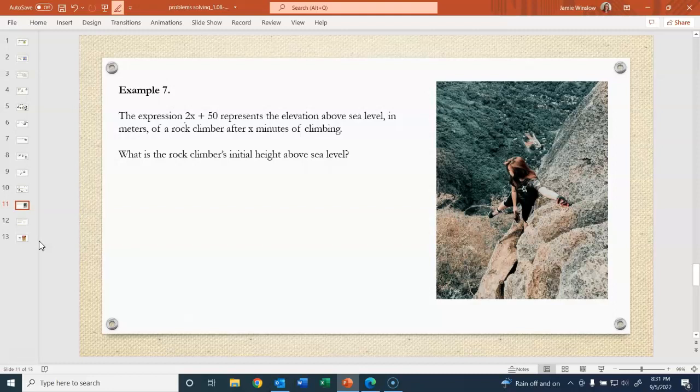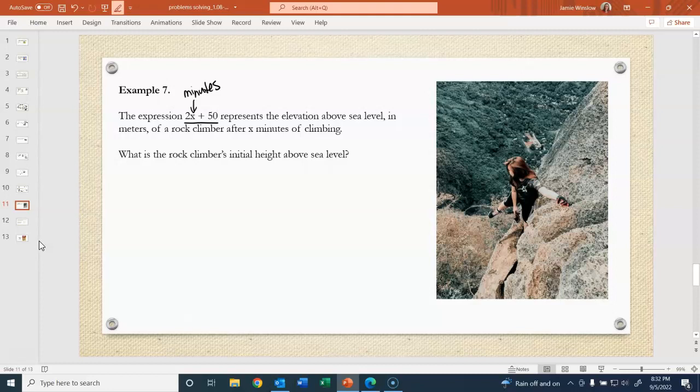All right, this expression 2x plus 50 represents the elevation above sea level in meters of a rock climber after climbing x minutes. So x is the amount of minutes. That's our variable. That's what's going to change. What does the 2 represent? This climber is increasing 2 meters per minute if x is 1. It depends on what x is, right?